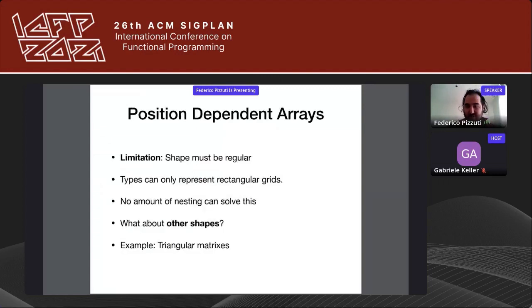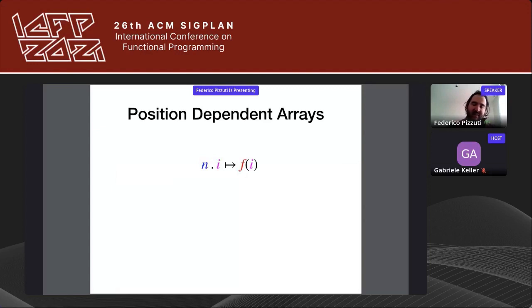However, we have a limitation. The shape must be regular. The types can only represent rectangular grids, and no amount of nesting these arrays can ever give us anything more. But what about other shapes? For example, triangular matrices. Well, we need to generalize the type a little bit.